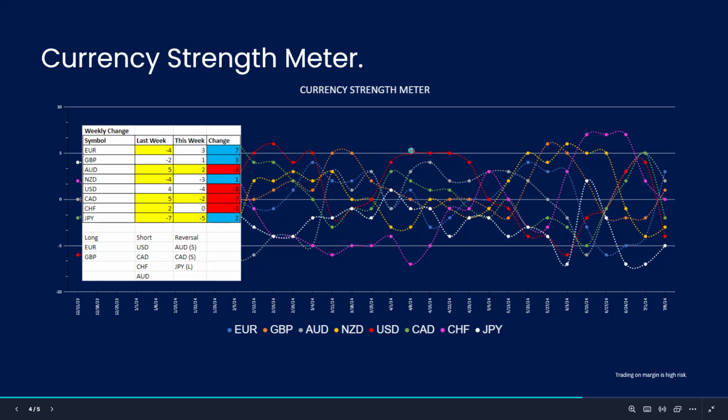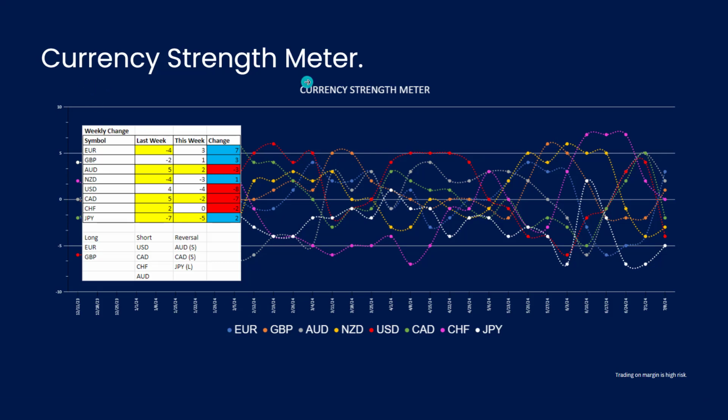Now the way I come up with the FX heat map, the majority of it's built using the currency strength meter, and as you can see, what I do is I plot currency strengths and weaknesses on a week-to-week basis and then identify the change between the weeks. This allows me to know what's getting stronger, what's getting weaker, and allows me to create a trading plan.